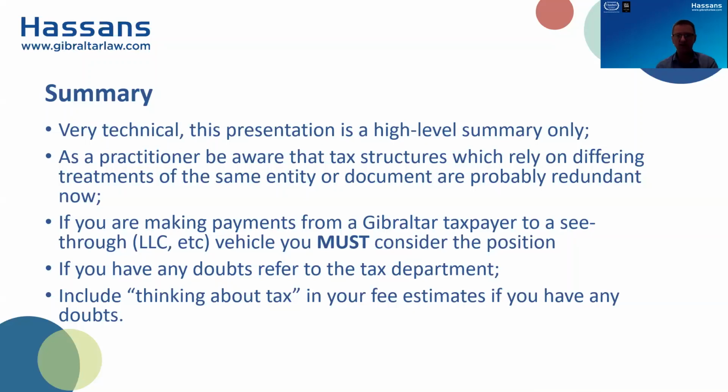So as a practitioner, you need to be aware that tax structures which rely on differing treatments of the same entity or document are probably redundant now for tax purposes, not just within Gibraltar, but within the whole of the EU. And if you're making payments from a Gibraltar taxpayer to a see-through entity, you must consider that position if you're preparing accounts. And if you have any doubts, refer to your relevant tax department or to your tax advisors or your Big Four accountant or to Hassans, preferably Hassans, obviously.